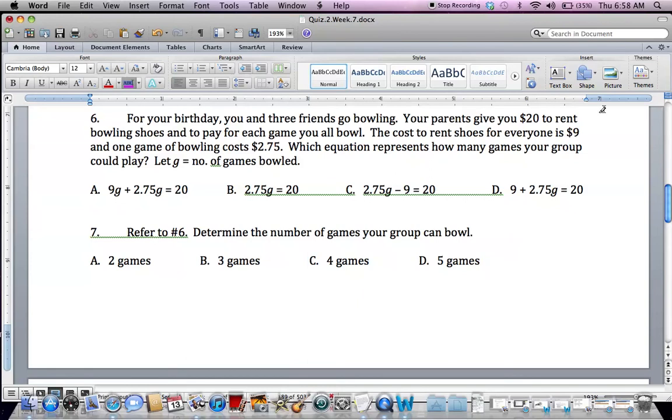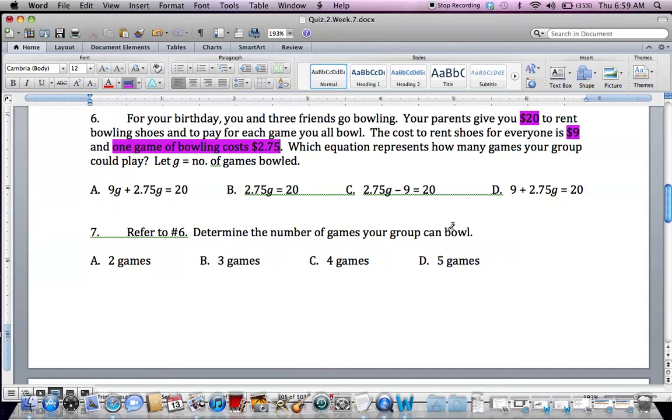Okay, so you start out. This is what you got. You got $20. And the cost to rent shoes is $9. So you got to buy shoes for everybody, and each game, one game of bowling, is $2.75. So which one of these equations represent this? You remember, you got $20 to spend.